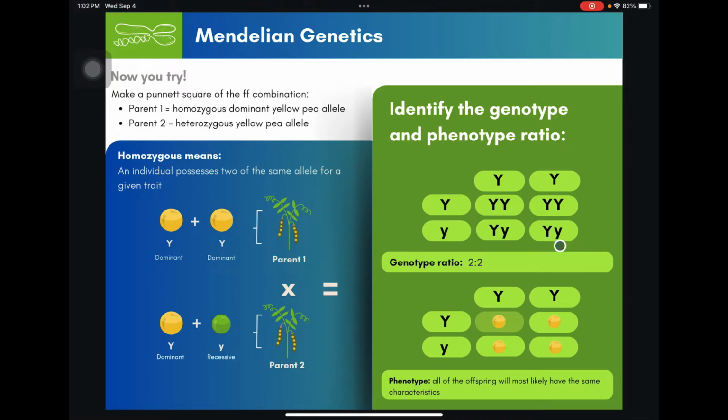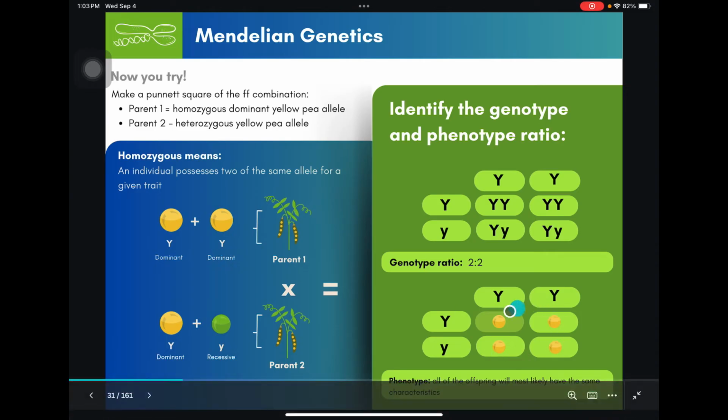If we're going to predict which traits will be expressed in these organisms, since all of them technically contain at least one dominant allele, the dominant allele is technically the yellow pea. It means that for our phenotype ratio, all of our offspring, as expected, will contain the yellow seeds, or yellow peas rather.